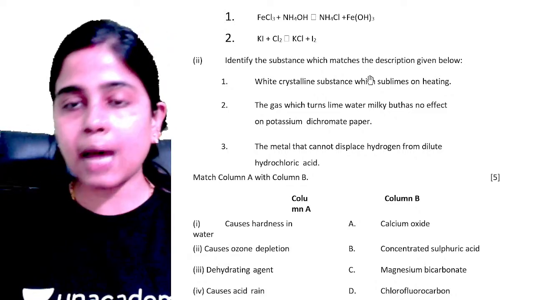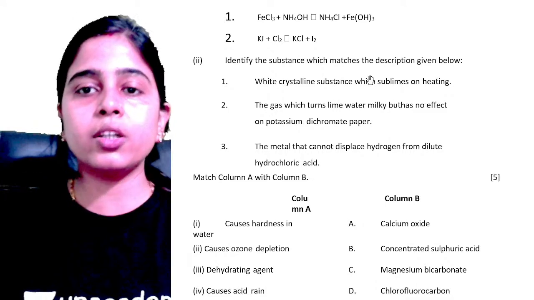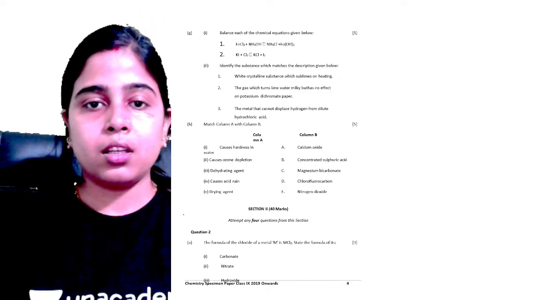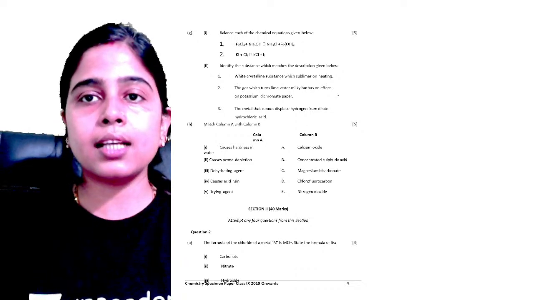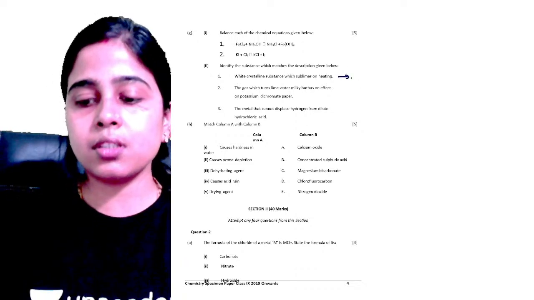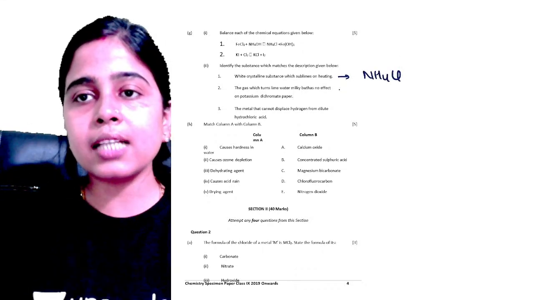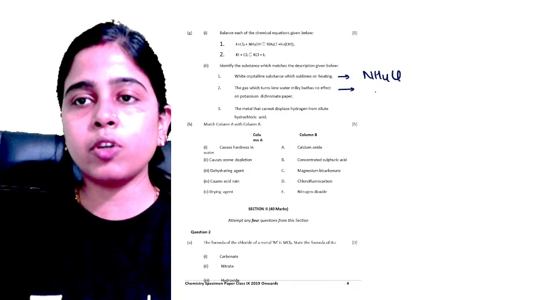Very good, Harsh. Yes, absolutely correct. It's your copper. Okay, so just let me answer it. Here I'm just writing the answer. The white crystalline substance which sublimes on heating is NH4Cl. The gas which turns lime water milky is CO2.